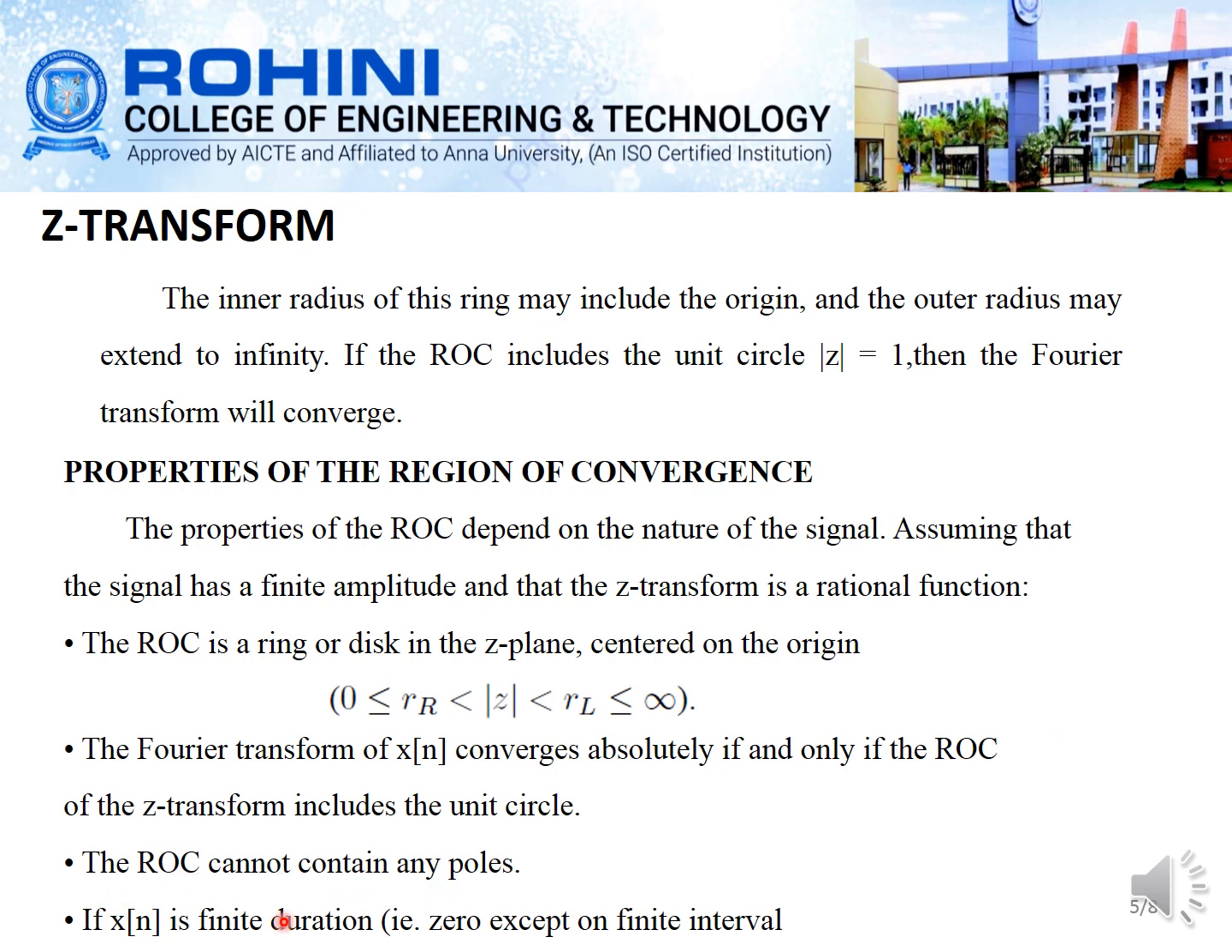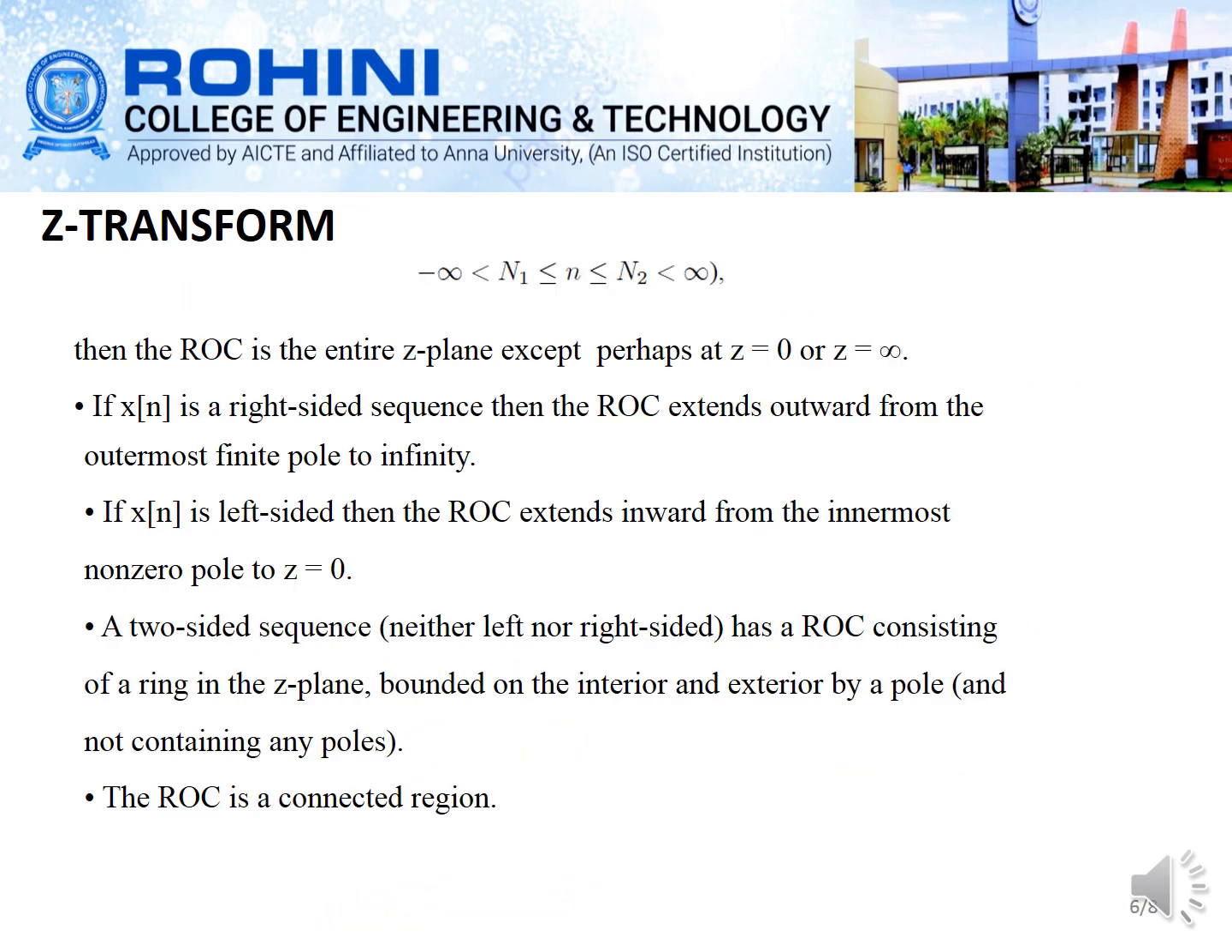If x of n is of finite duration, that is 0 except for a finite interval, then the ROC is the entire z plane except z equal to 0 and z equal to infinity. If x of n is a right-sided sequence, the ROC extends outward from the outermost finite pole to infinity, and if x of n is left-sided, then the ROC extends inward from the innermost non-zero pole to z equal to 0. A two-sided sequence has an ROC consisting of a ring in the z plane bounded on the exterior and interior by a pole, and the ROC is connected.